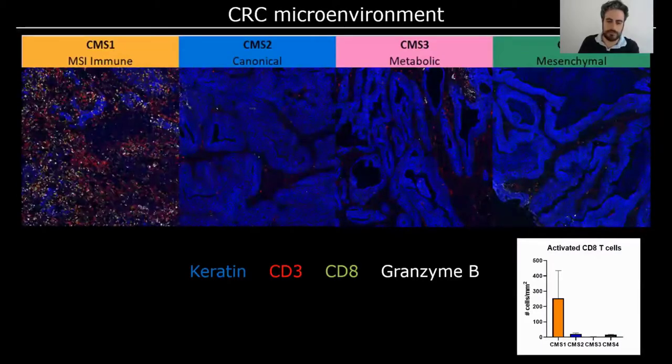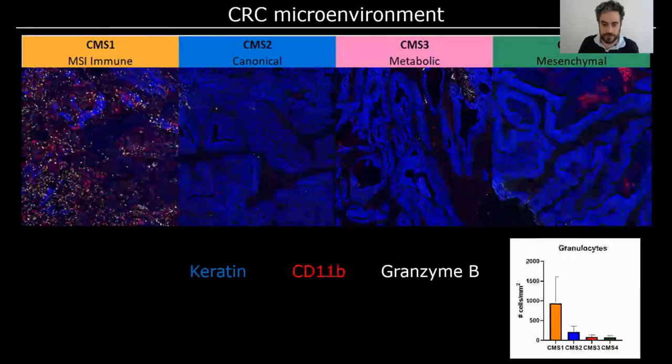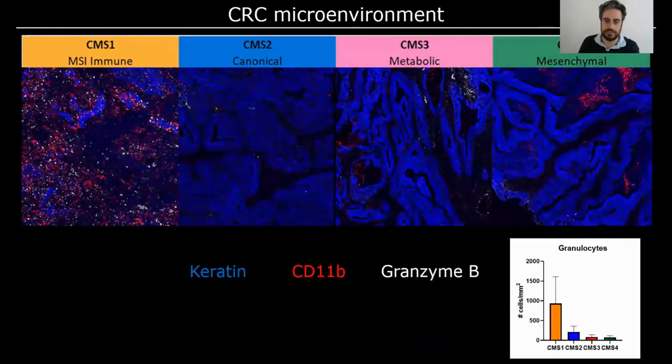Some of the findings were not very surprising, namely that T cell infiltration, particularly by activated cytotoxic T cells, is really a hallmark of the CMS1 type. But perhaps a bit more surprising is the fact that such immune reaction is accompanied by a very profound infiltration by granulocytic immune cells. And we still really have to understand what is the meaning of their presence and how they intervene in the context of checkpoint blockade therapy, for instance.